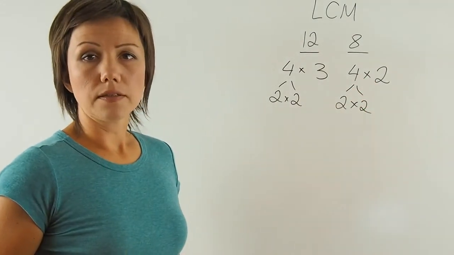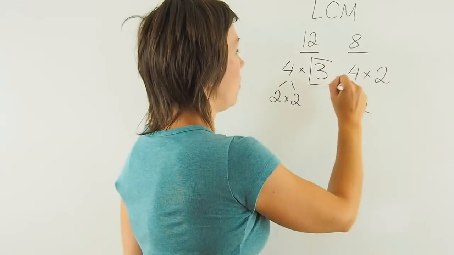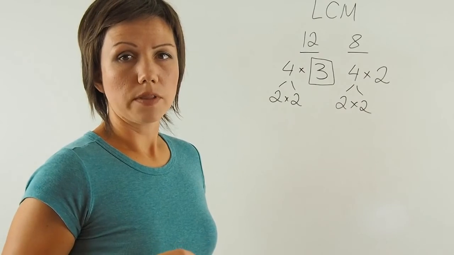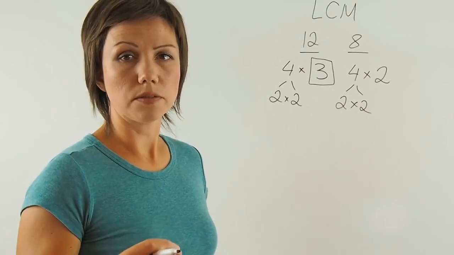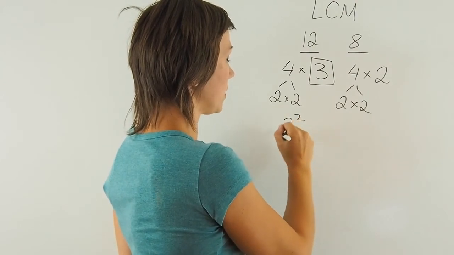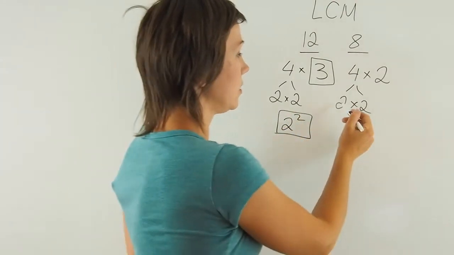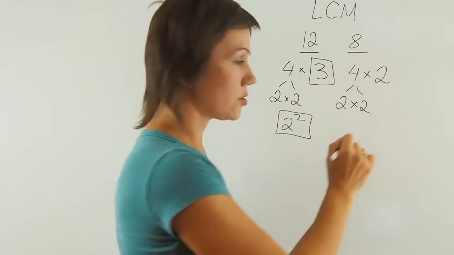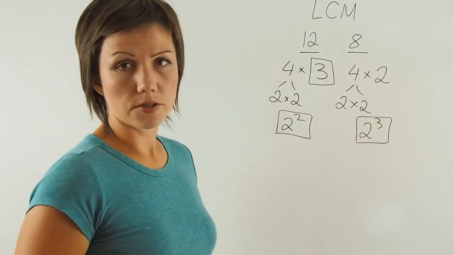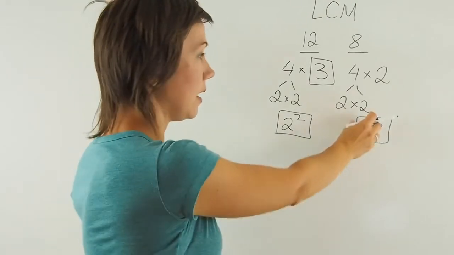So I will take all the prime factors in each number, but with its highest exponent. So here 2 times 2 is actually 2 squared. And here 2 times 2, and again times 2, is 2 cubed. 2 cubed is a higher number than 2 squared, so I'll take that.